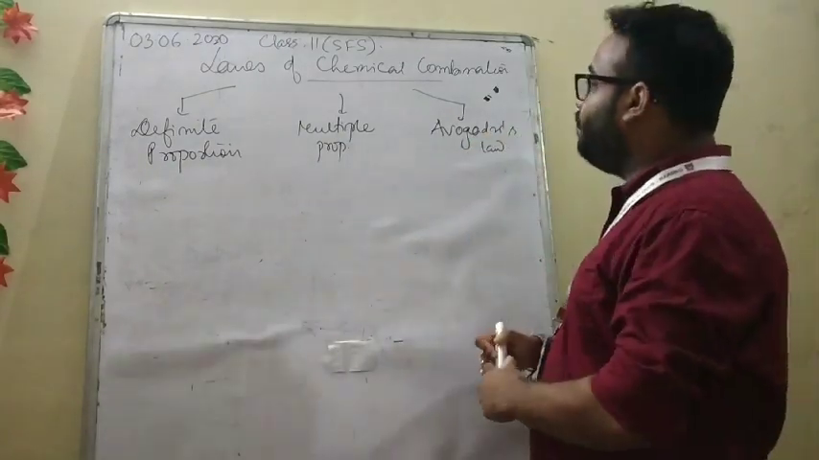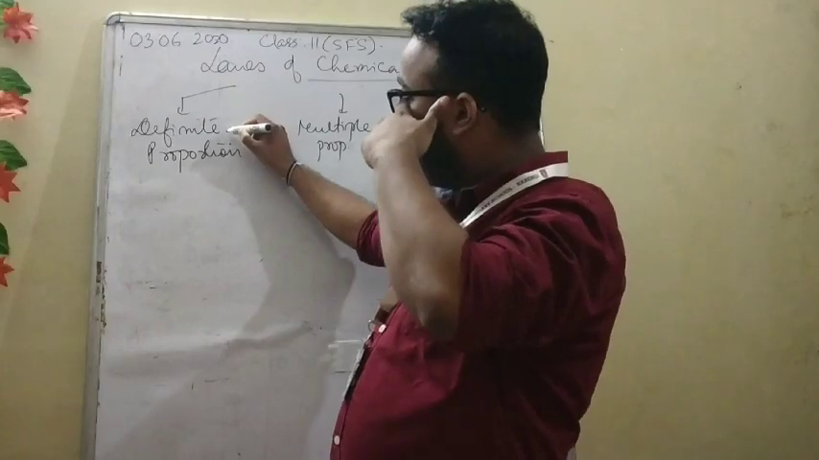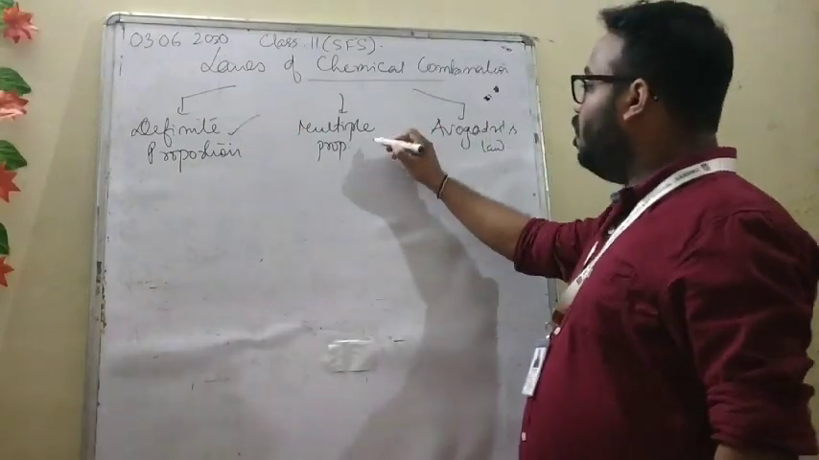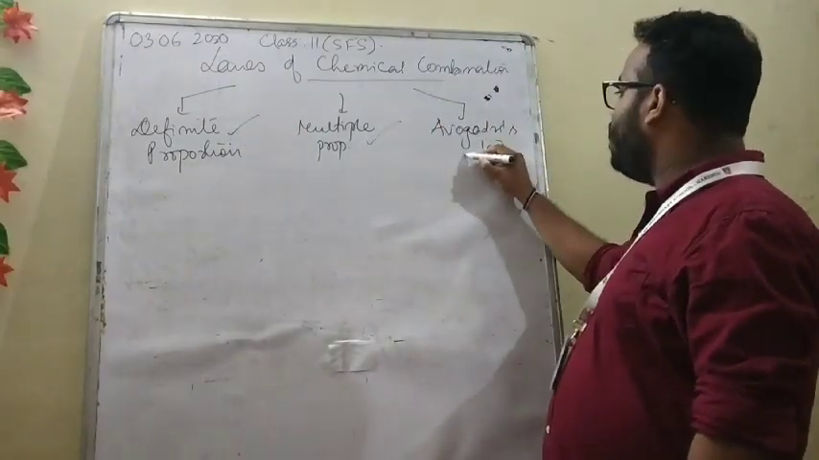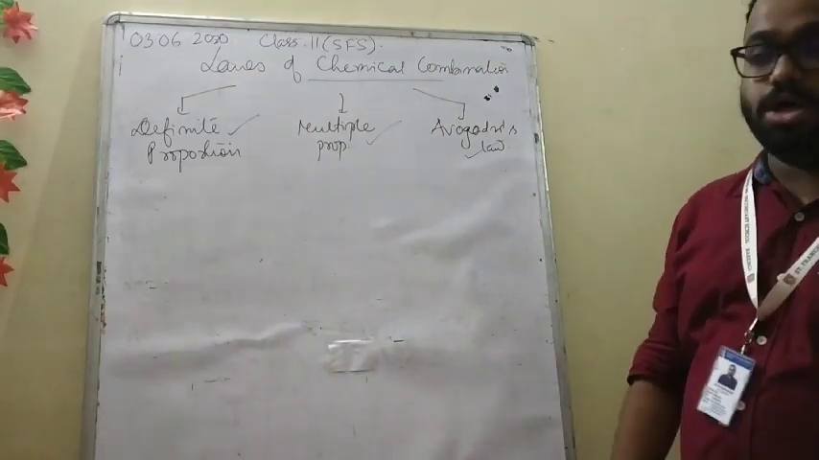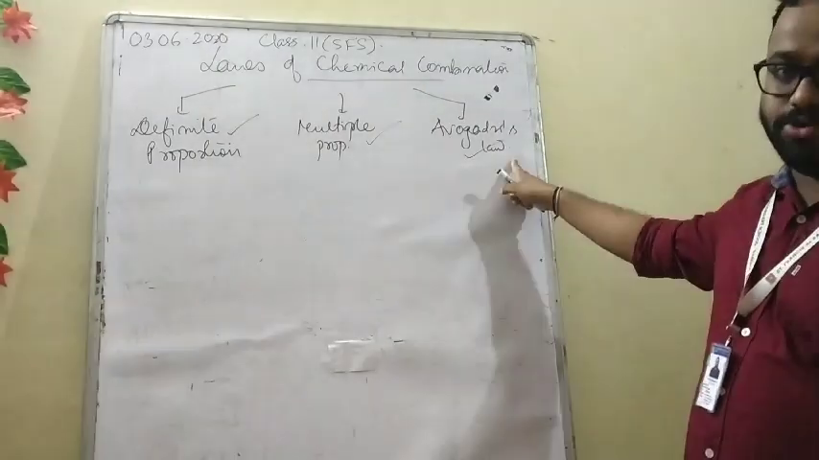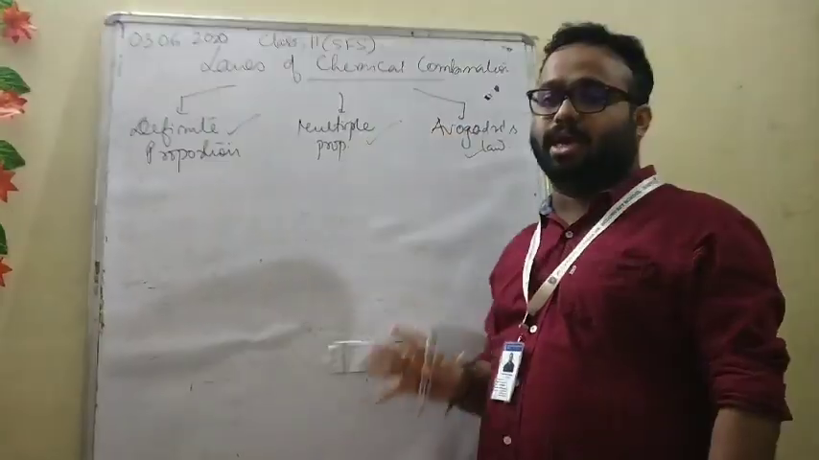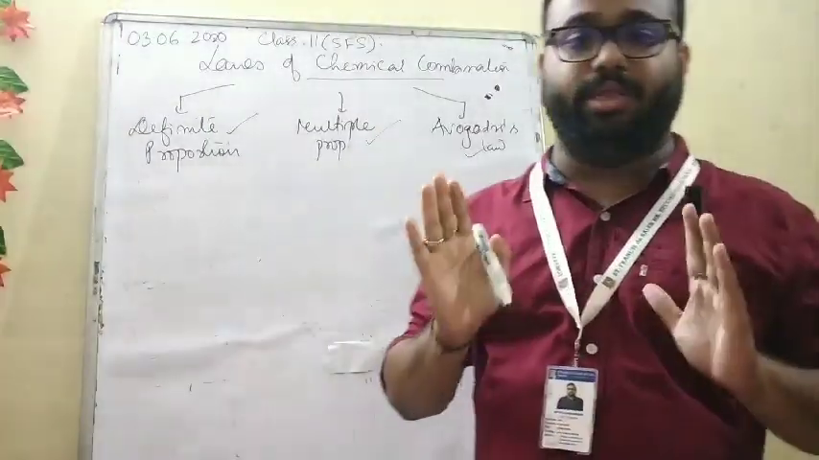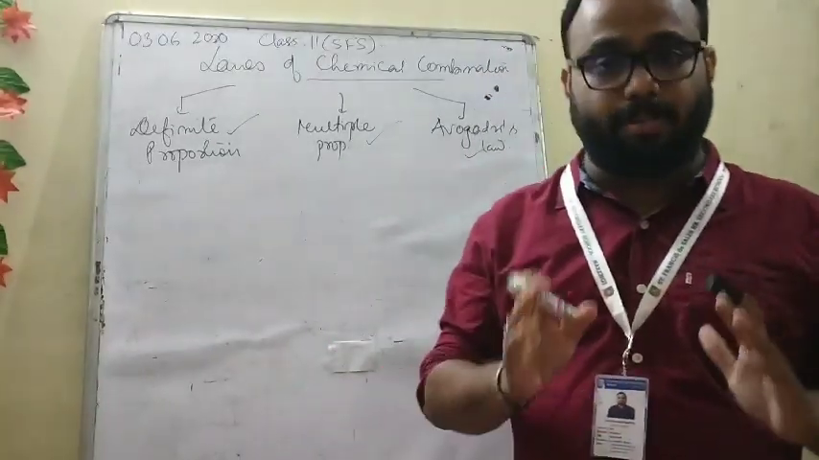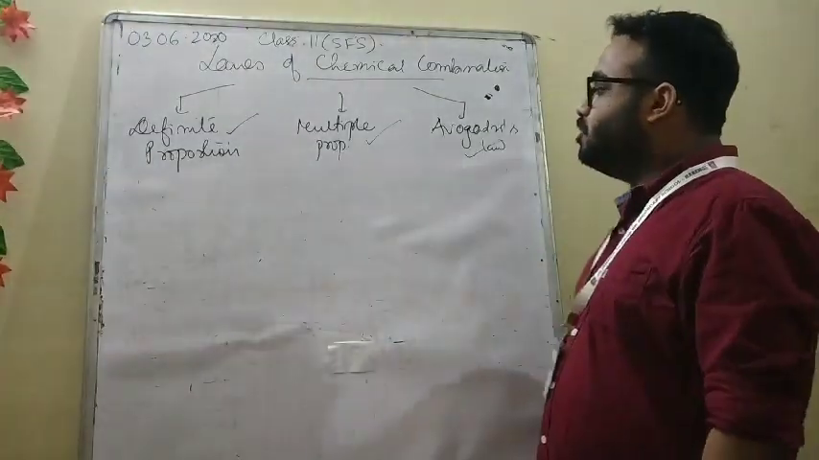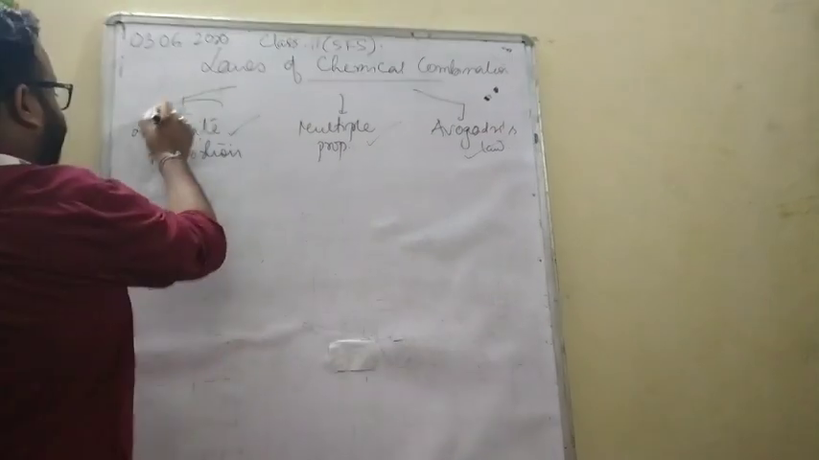The different laws of chemical combination are the law of definite proportion, the law of multiple proportion, and Avogadro's law. There are three basic laws of chemical combination that I will present in this video, so stay tuned and please watch it properly. Today we will first discuss definite proportion.